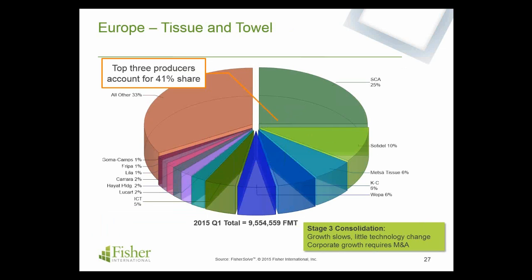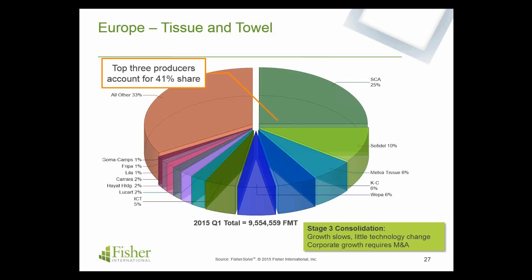Further M&A activity could be expected, or actually is expected. Tissue and towel is also at stage 3 consolidation, although there's a third of the market which is held by producers that make up less than 1% of the overall market capacity. So lots and lots of little small producers and just a few large producers.